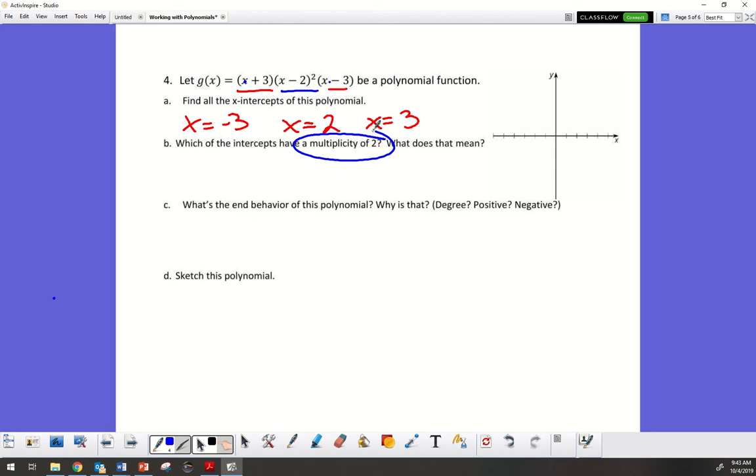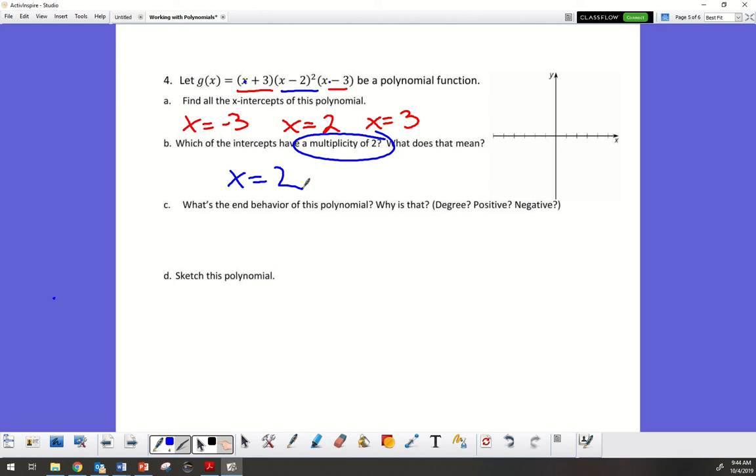Multiplicity of 2. So that means I'm going to have 2 of them. Yeah, so x equals 2. Now, what did we call that when we said it had that? There's a special word for it. It's not a math term. It's a description of what happens. What happens when I get that? What's going to happen on my graph? Anyone want to say it?